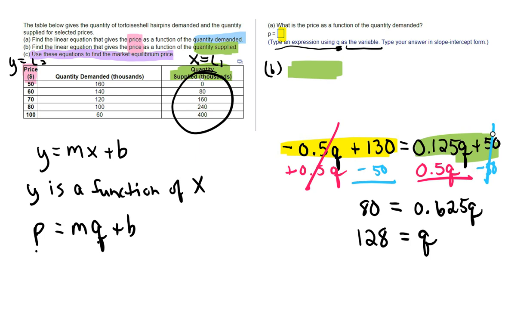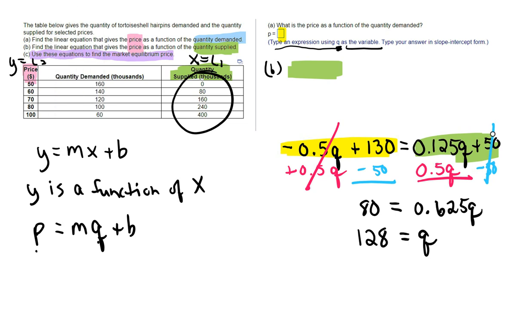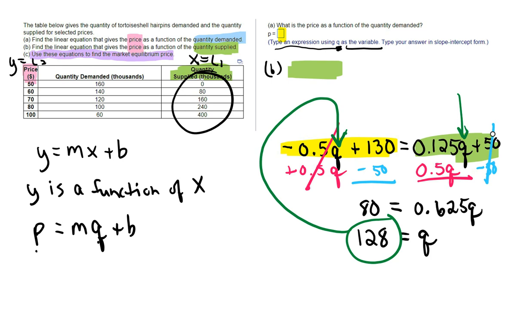And now, all you have to do is pick another color here. How about dark green? You're going to take this 128 and plug it either into the yellow equation to find P or this green equation to find P. It doesn't matter, so I'll use the green one. 0.125 times 128, and then I will add 50 to that, and I get 66, and that is the price. So part C is $66.